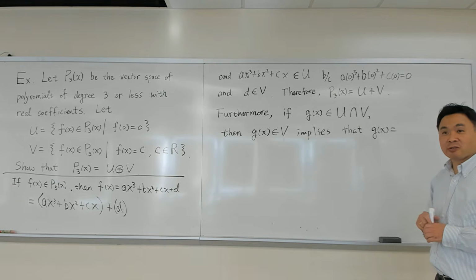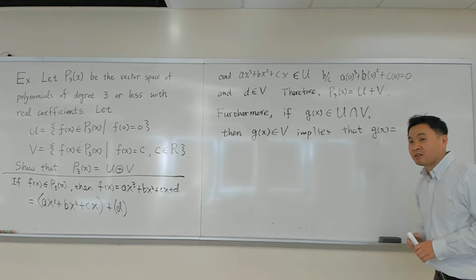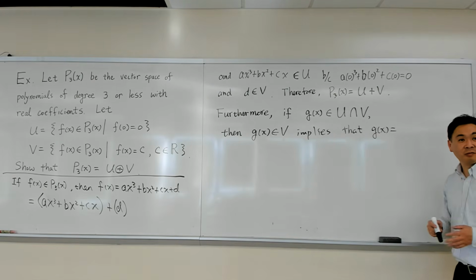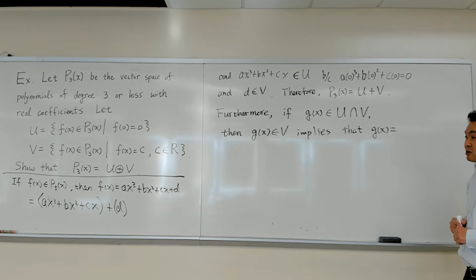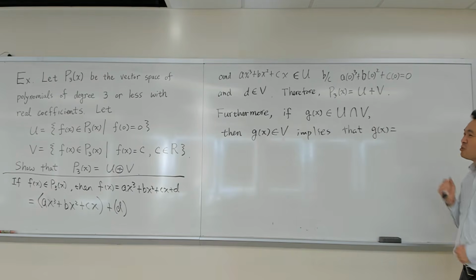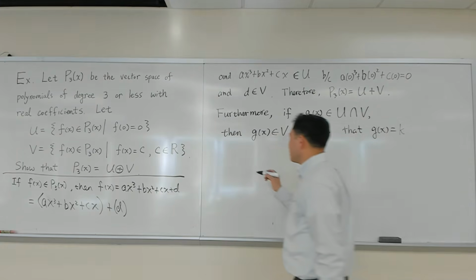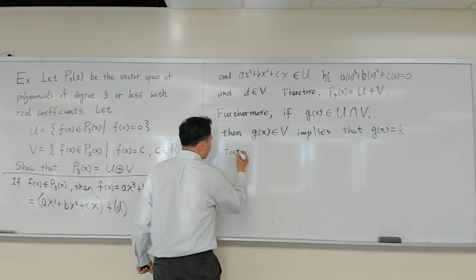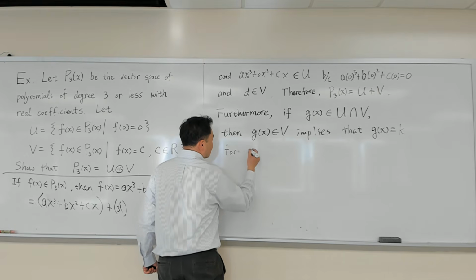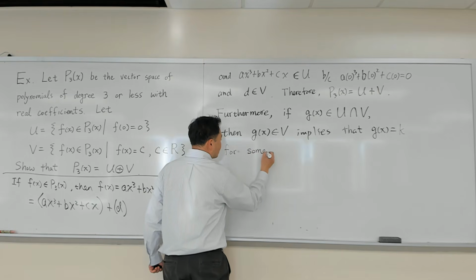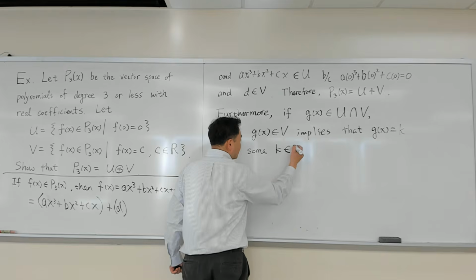Just read what V is. What does that say? It's a constant, right? Now, we already used all the letters A, B, C, D, so I don't want to use E, because that's like the E, 2.7 something. Let me use K for some K in R.